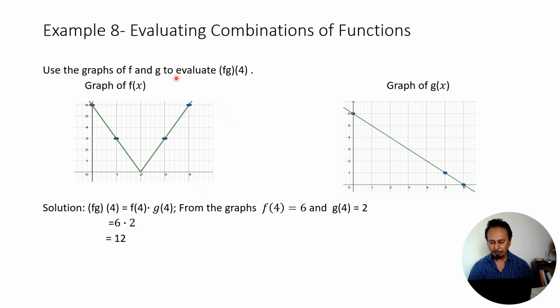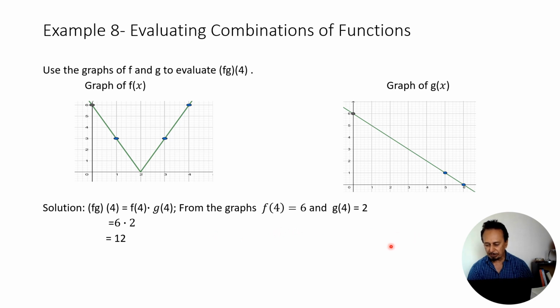Example 8. We are given the graph of f of x and the graph of g of x, and we have to find f times g defined over 4. So we start with this. F times g defined over 4 is simply f of 4 times g of 4. To find f of 4, we go here, and this is 4, and we go up, and this looks like a 6. So f of 4 is 6.